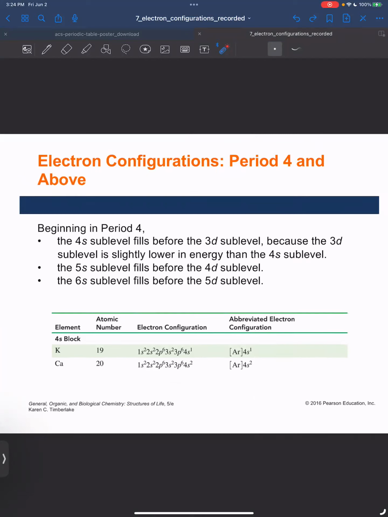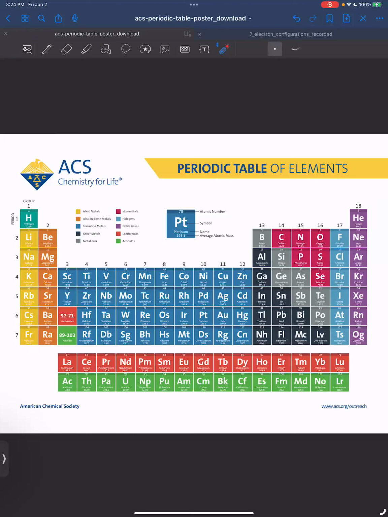So for period 4 elements, the order is a little bit different. The 4s sublevel fills before the 3d, because the 3d sublevel is slightly lower in energy than the 4s sublevel. And the 5s sublevel fills before the 4d sublevel, and the 6s sublevel fills before the 5d. This is actually an oversimplification. There are a lot of exceptions to the rules because these d and s orbitals are quite close in energy, but we won't be diving into that too much in this course.